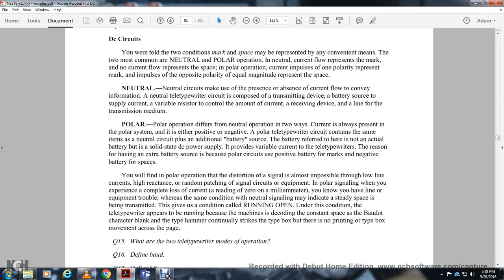The two waves of current in a polar teletypewriter circuit are always presented in polar shifting, either positive or negative. The circuit contains the same elements as the neutral circuit but applies an additional battery store, referred to here as the actual battery, though it is a solid state DC power supply, and it provides the variable current for the teletypewriter. The reason for the external battery store is that the circuit has a positive battery for marks and a negative battery for spaces.